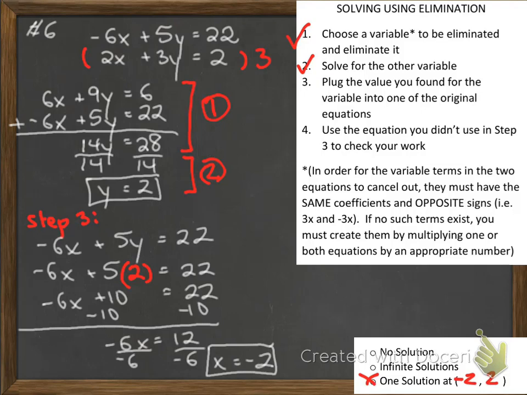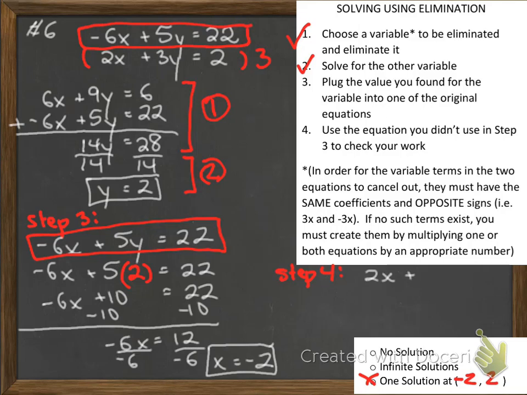However, remember, we're not really done until we check our work. So step 4 says we have to use the equation we did not use in step 3. Again, in step 3, we used that equation there, the first equation. So in step 4, I must use 2x plus 3y equals 2. Okay, so we said x was negative 2. We said that y was positive 2.